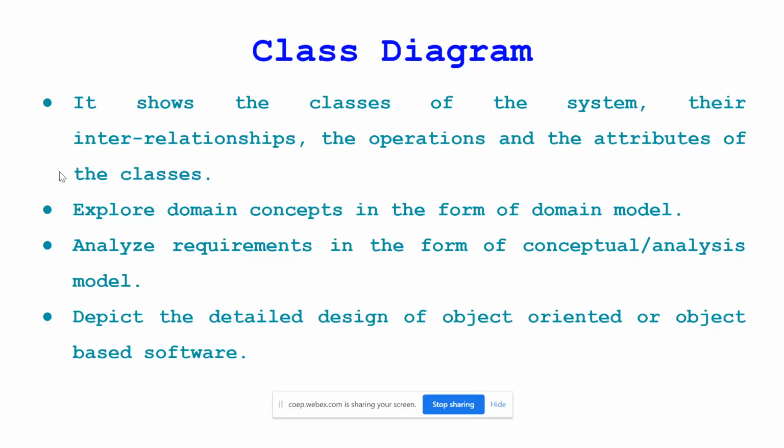And whatever the operations and attributes of the class. Operations means normally the member functions in the class, so we consider these as the operations, and attributes means whatever data we consider in that class. So it shows the classes of the system, their interrelationships, and the operations and attributes of the classes. Okay. Now it explores the domain concept in the form of a domain model. Right? So it analyzes requirements in the form of a conceptual or analysis model, and also it depicts the detailed design of object oriented or object based software. When we show you the example, you will understand these things.